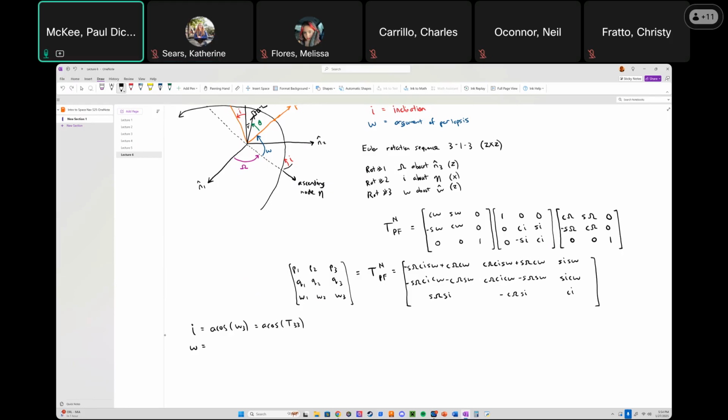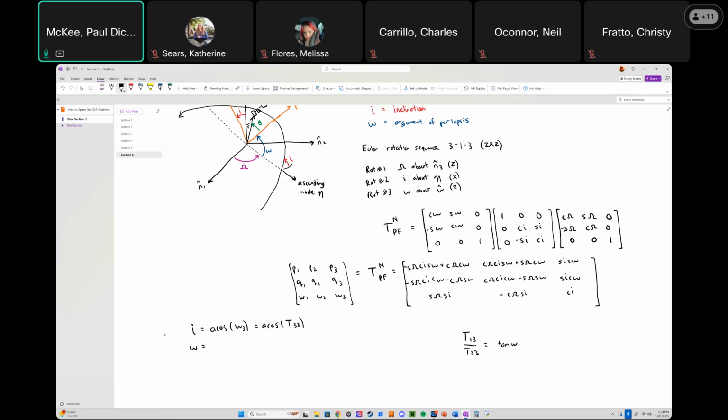That would do it. There's actually something that's even simpler than that, but what you said was absolutely correct. If you just take these two numbers and you divide them, the sine of I cancels out. The division of these two numbers, we're going to call this maybe T13 divided by T23, is the sine of omega divided by the cosine of omega. That's just the tangent of omega. So we're going to do an arctangent. We're actually going to do a modified arctangent.